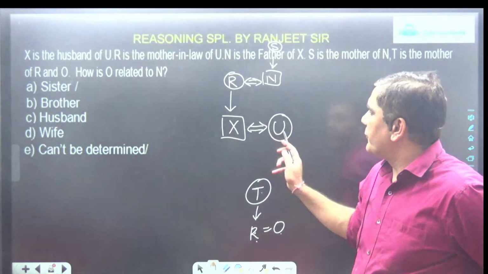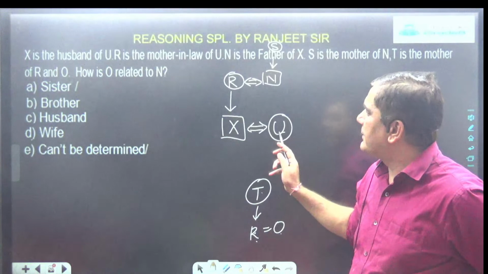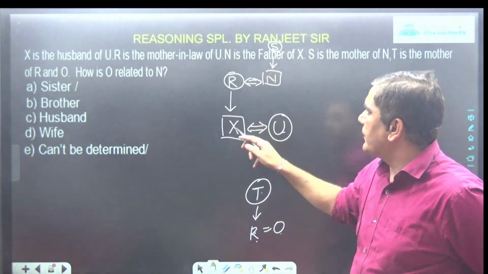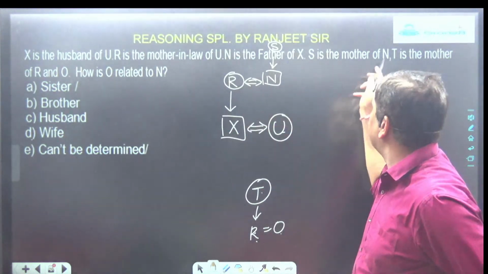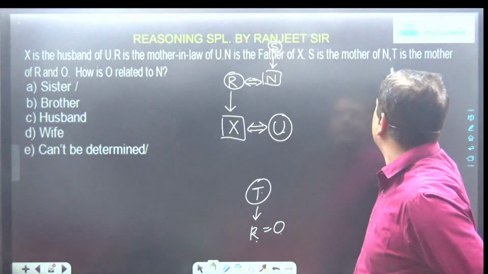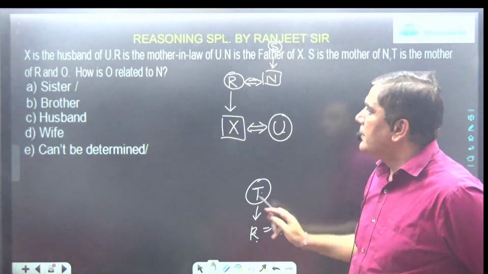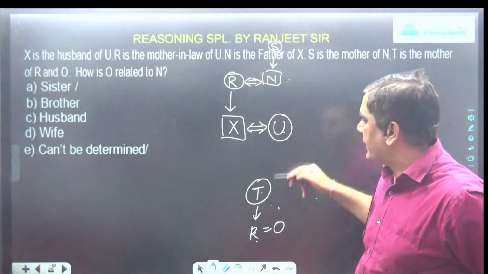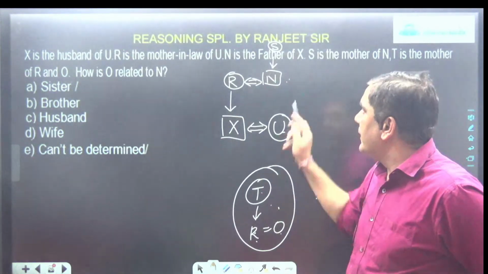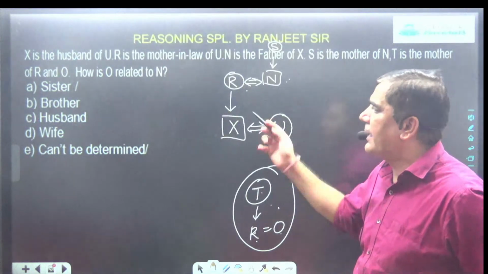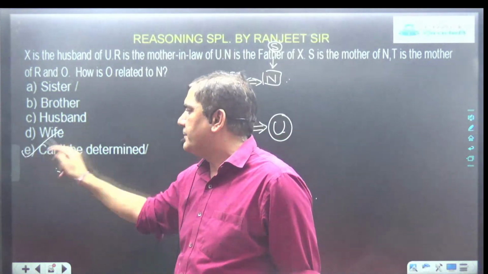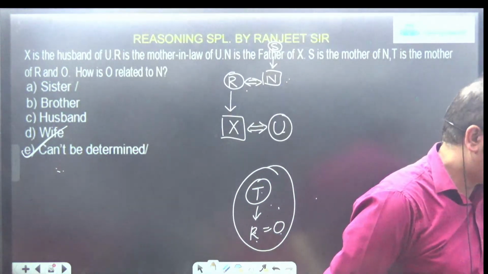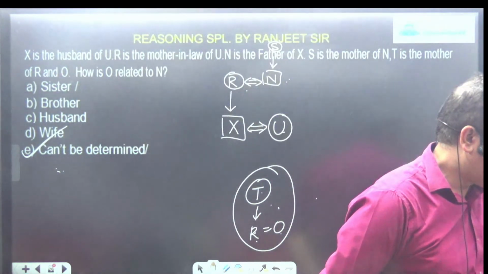X is the husband of you, okay. R is the mother-in-law of you, so R must be over here. N is the father of X, so X's father is N, correct. S is the mother of N, correct. T is the mother of R and O. Now how is O related to N? Here I am not getting any relation between O and N. Nothing is common between these two, so my answer will be cannot be determined, E. Answer should be E. Clear?